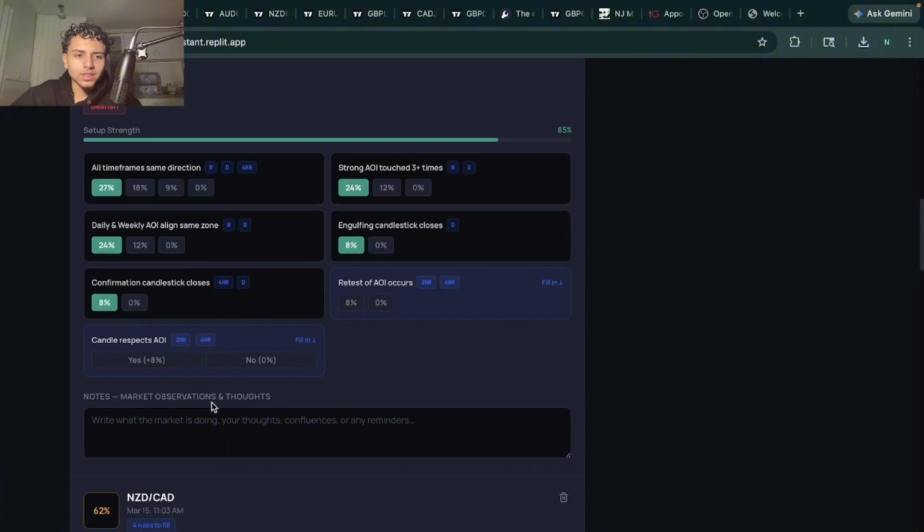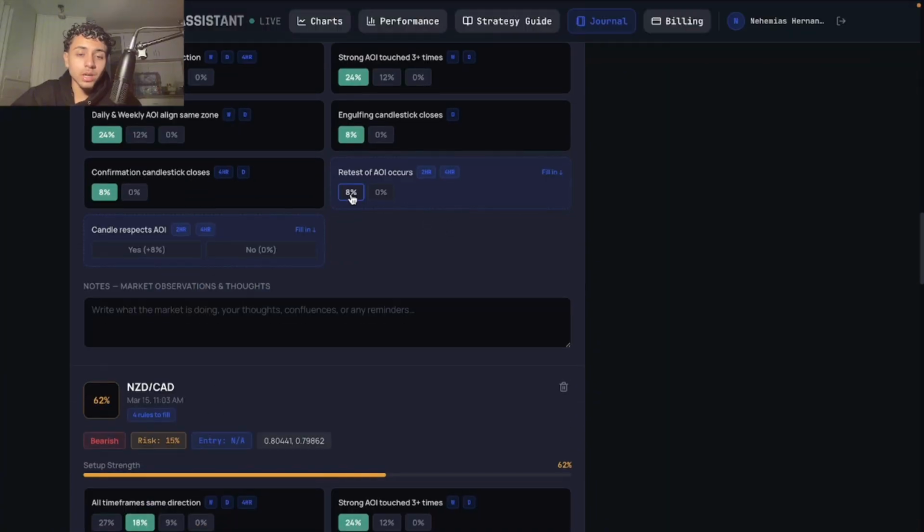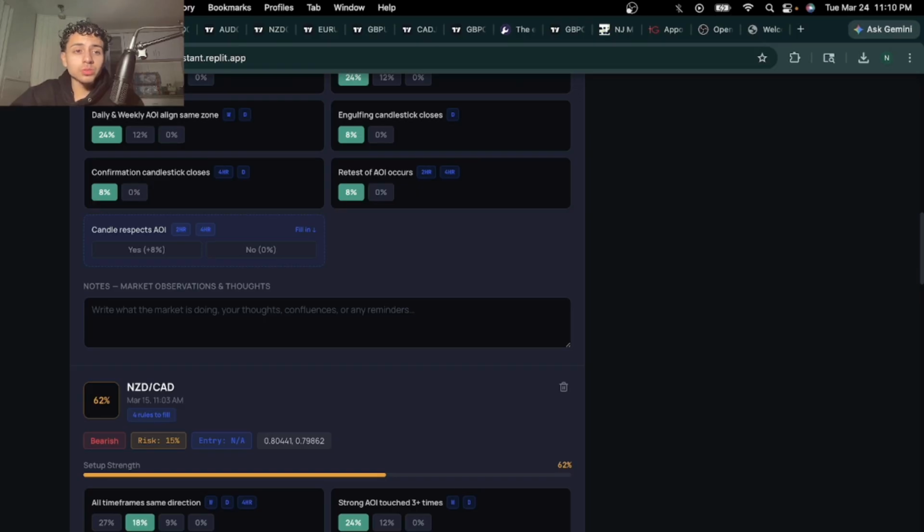So I'm gonna add that as a retracement. So retest of area of interest. I mean retest, not retracement. Now, does the candle respect the area of interest? That is what I'm currently waiting for.